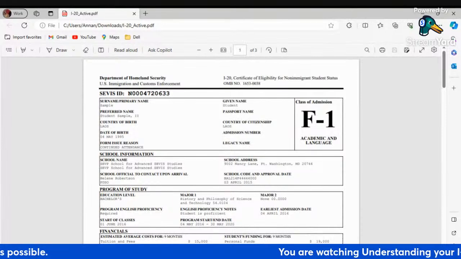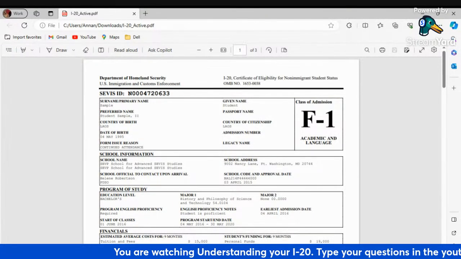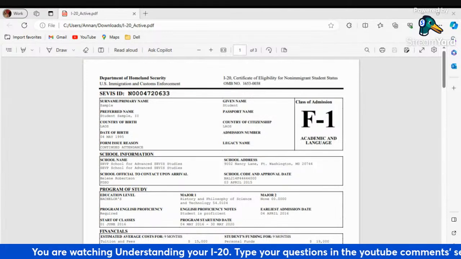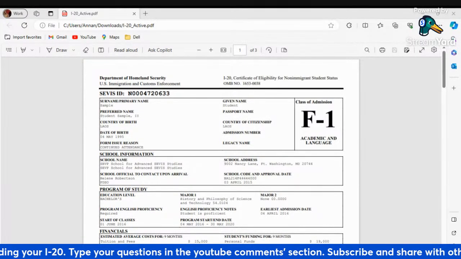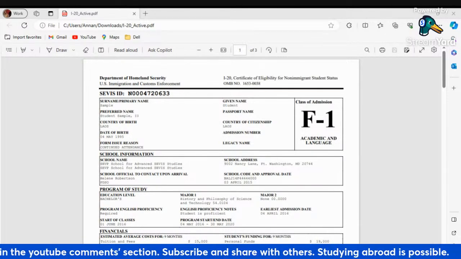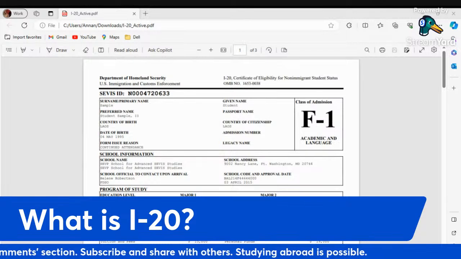So today we are talking about the form I-20. That is what we want to talk about. And so let's delve into the nitty-gritty of the form I-20. When we say the form I-20, what is it?